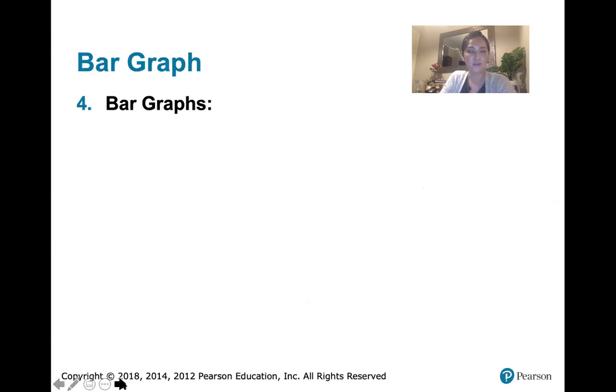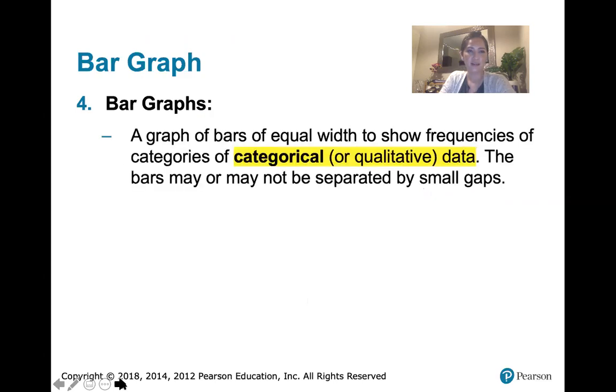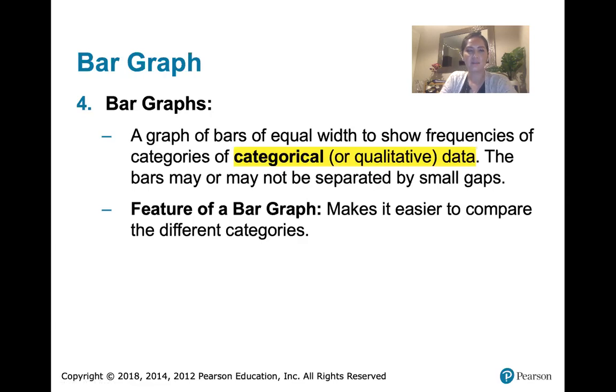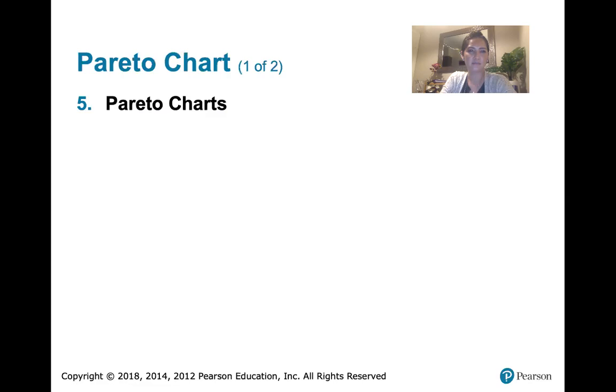The fourth type of graph is a bar graph. Now, these are for categorical data or qualitative data. We have bars of equal widths shown in a graph to show frequencies of different categories of categorical data. You can have gaps or no gaps between the bars. Either way is fine. And what's nice about a bar graph is it makes it very easy to compare different categories.